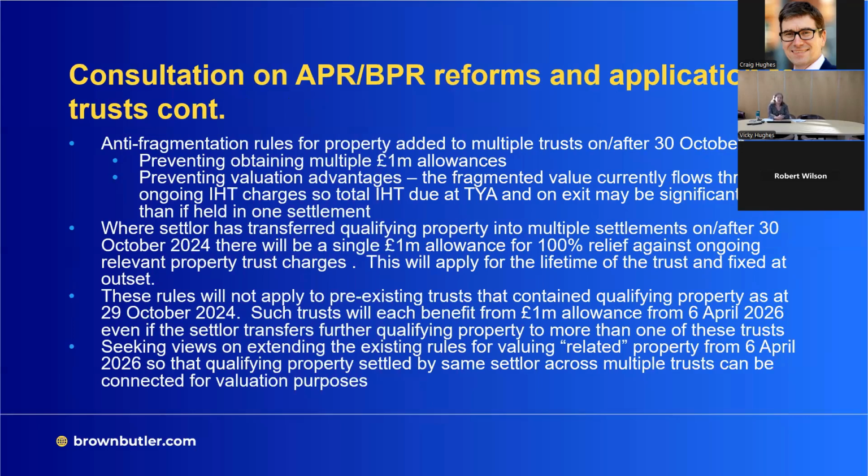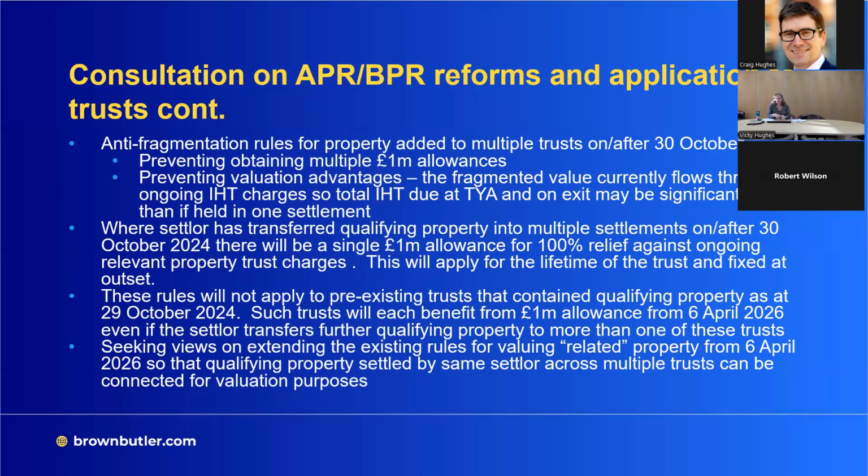Then there are some other discussions in there about anti-avoidance, anti-fragmentation rules that would need to be brought in if people have set up multiple trusts on or after budget day. So this is to prevent people being able to obtain multiple £1 million allowances if they set up a number of trusts, and also aiming to prevent valuation advantages.